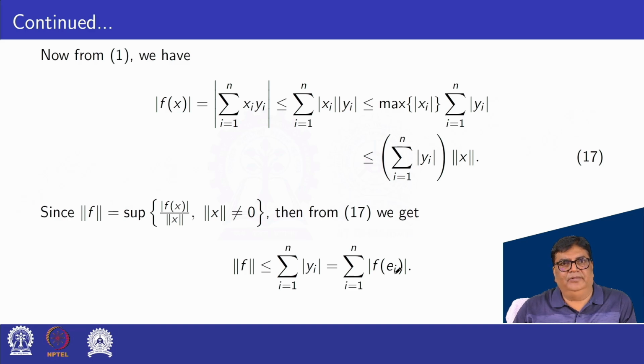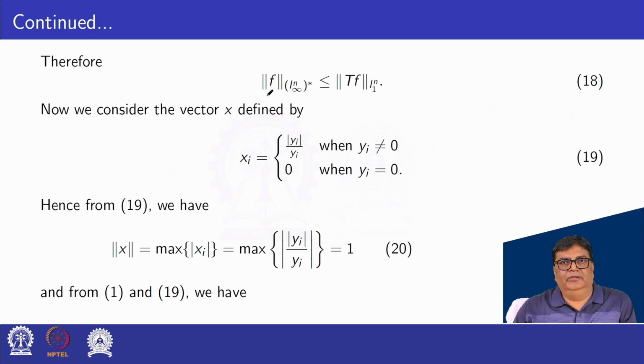Yi is f of ei. So norm f less or equal to summation of mod f of ei. That is, f of ei is the L1 norm. Okay, so norm f L infinity n star less or equal to norm of Tf in L1n norm.